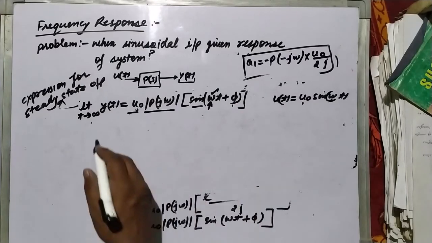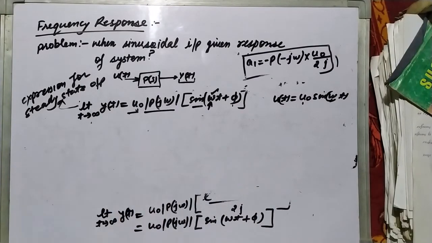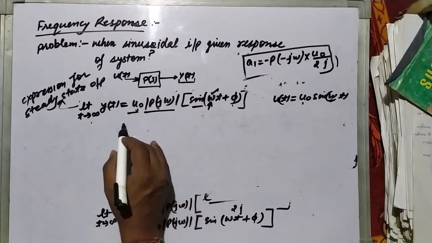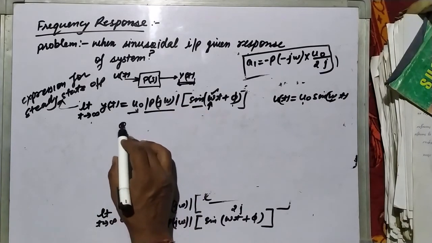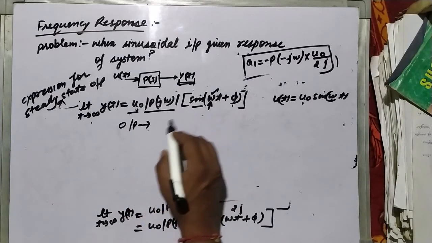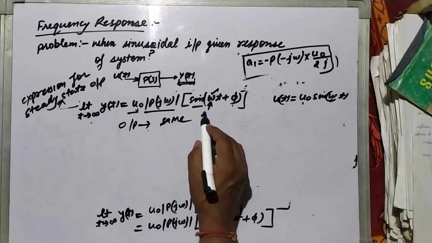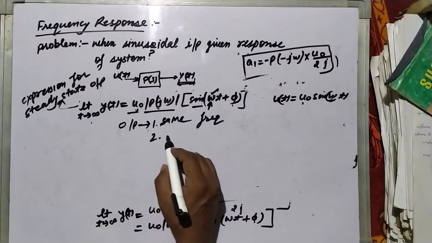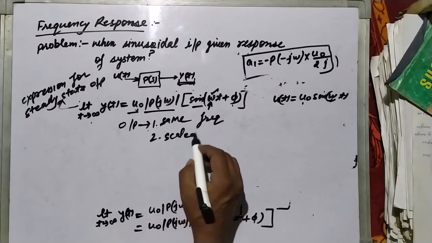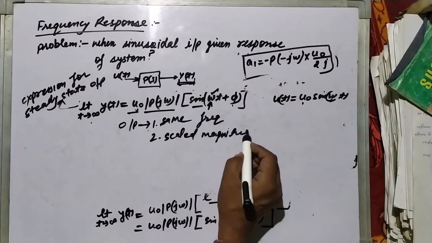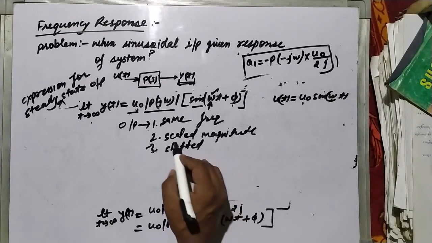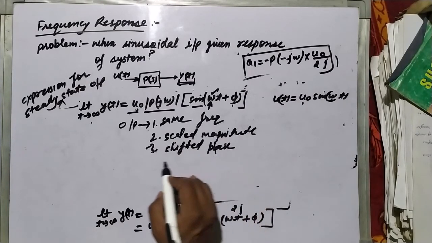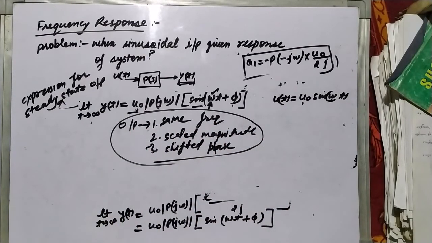So we observe from this expression that the steady state output, the sinusoidal signal, has the same frequency. Number two, it has a scaled magnitude, and number three, a shifted phase. This is our observation from this expression of the steady state output.